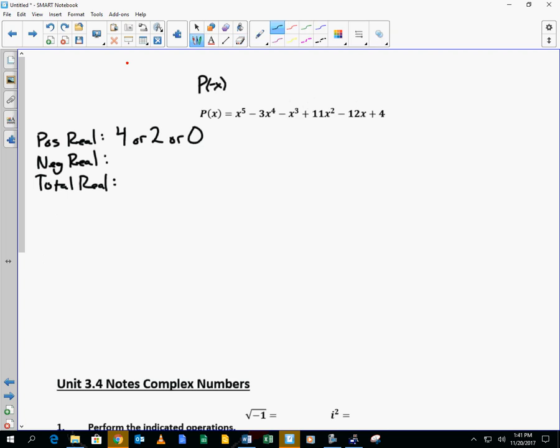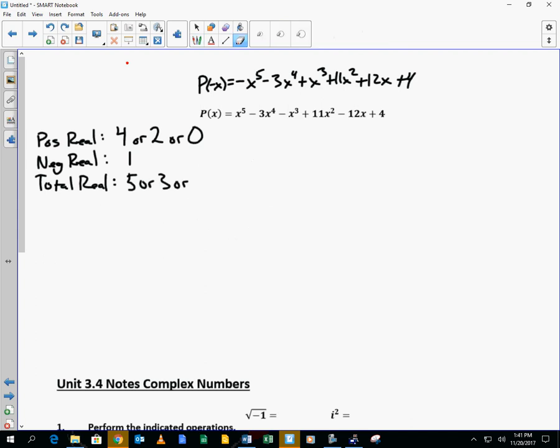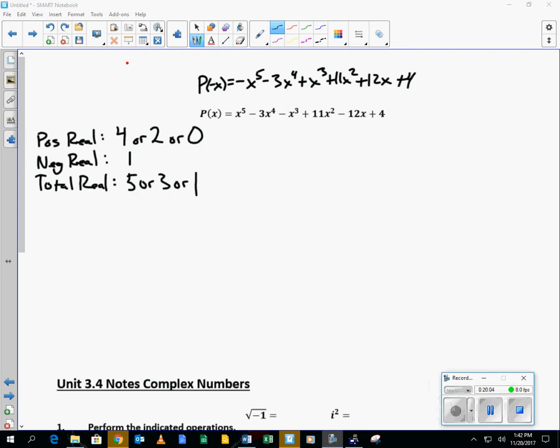If you have negative x, it's going to be negative x to the 5th, minus 3x to the 4th, plus x cubed, plus 11x squared, plus 12x, plus 4. How many sign changes? 1. Therefore, how many total real solutions will there be? Yep. All right, very good.